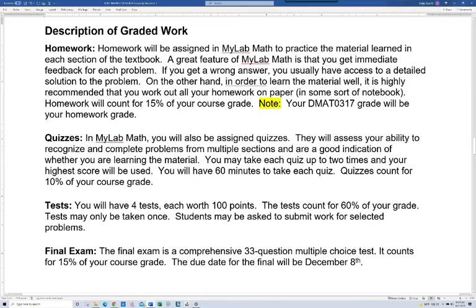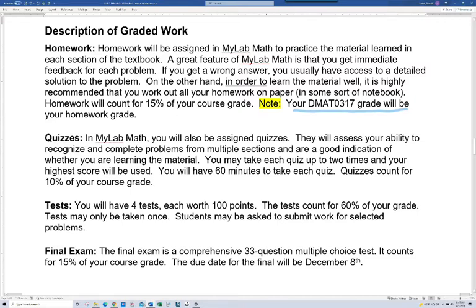And I want you to notice here that your DMAT grade for 0317 is going to just be the homework grade. So if you have a passing grade on the homework, then you will pass 0317 even if you don't pass 1332, which means if you had to retake 1332, you'd only have to do the one course. Of course, we're not thinking that way. We're thinking positive here. You're going to pass them both.